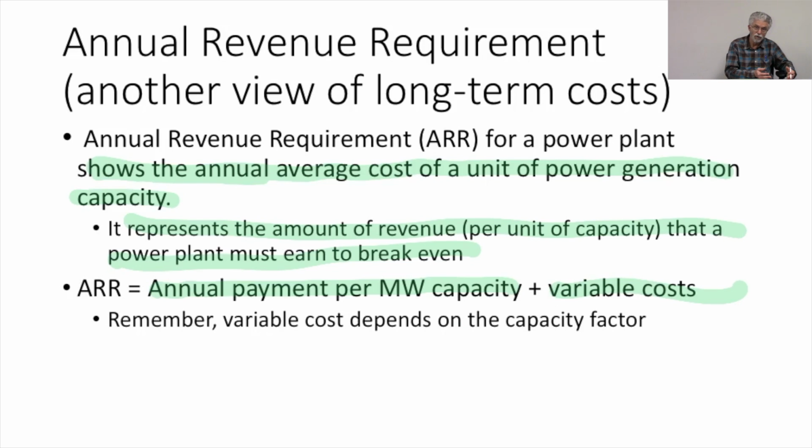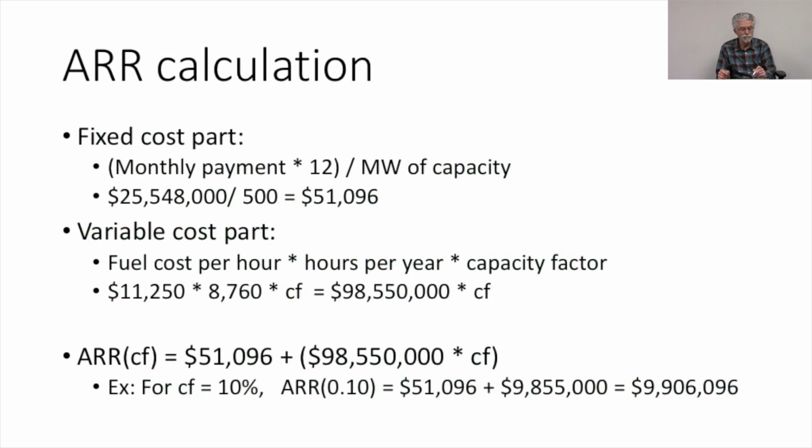Well, it's just the capital costs per megawatt. We take our capital costs, divide them by the total megawatt capacity of the power plant, and that gives us the annual payment per megawatt of capacity. But then we have to take into account the variable costs, because we have to earn at least the variable costs or we wouldn't run the plant. And the variable costs, of course, depend on the capacity factor.